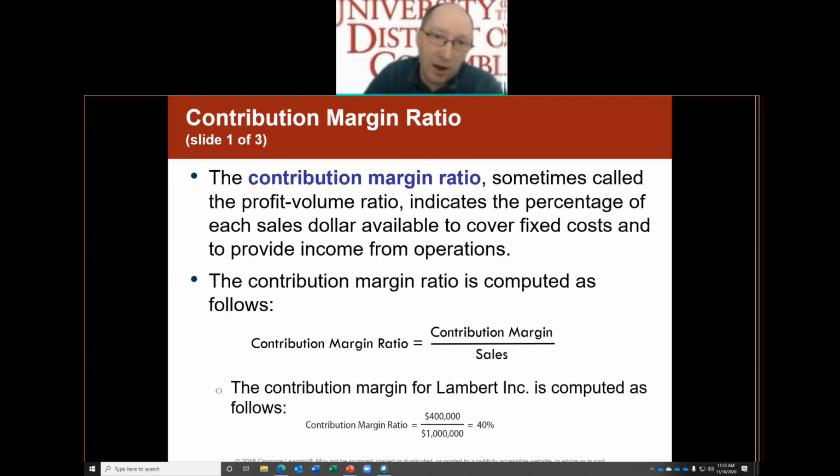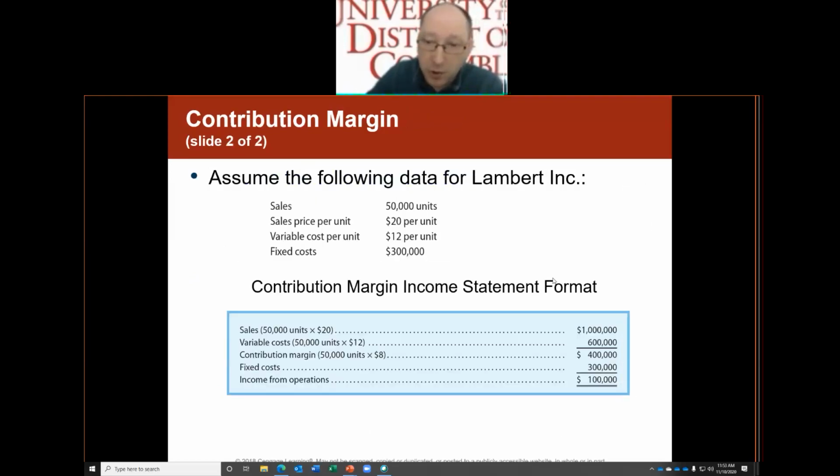This is also known as the profit volume ratio, and indicates the percentage of each sales dollar available to cover the fixed costs and to provide income from operations. Here's how it works. You take your contribution margin divided by your total sales. In our earlier example, our contribution margin is $400,000. How we got the contribution margin: we took our total number of units sold times our contribution per unit, which is $8.